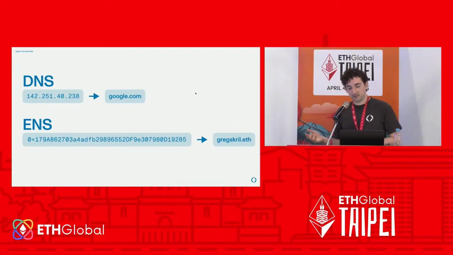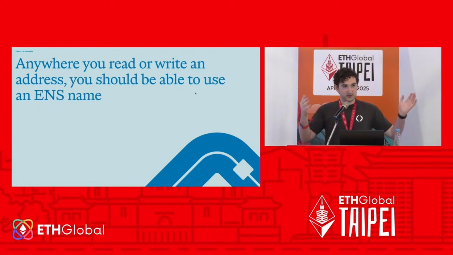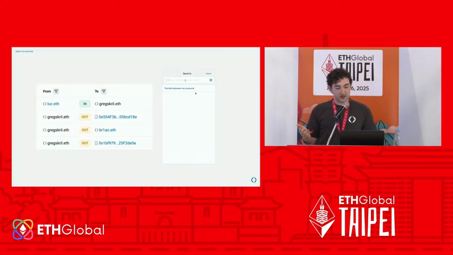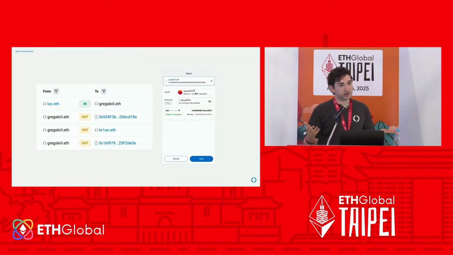Like google.com. So ENS solves the same problem for crypto. The idea is anywhere you can put an IP address, browsers use DNS, similar to how that is true. Anywhere you read or write an Ethereum address or any crypto address, you should be able to use an ENS name. And these are just two examples of where you might see ENS being used in the wild.